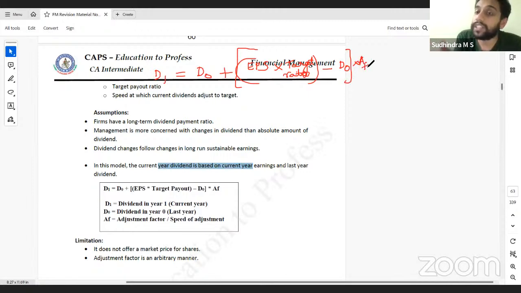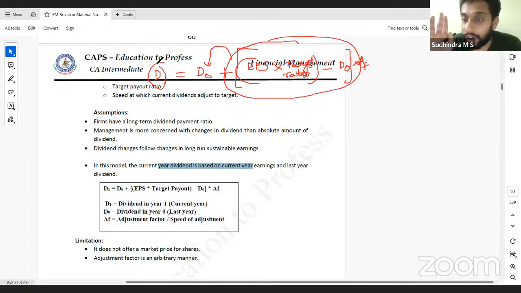What is it that you want to achieve this year? What is the increase that you want to achieve this year? That incremental dividend added to D0 will give us D1. So to D0, we will add this year's target increment. What is this year's target increment? Total ideal DPS. What is the ideal DPS? EPS into target ratio, minus whatever you are giving already, D0.